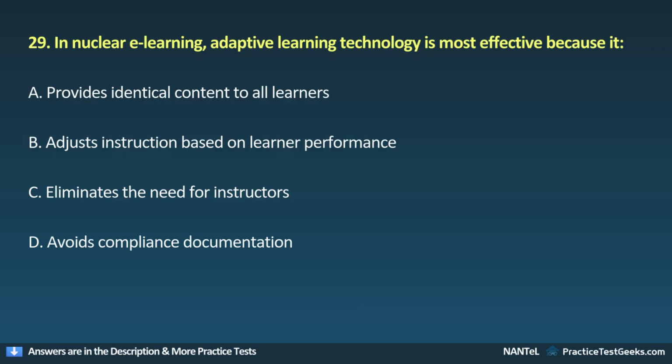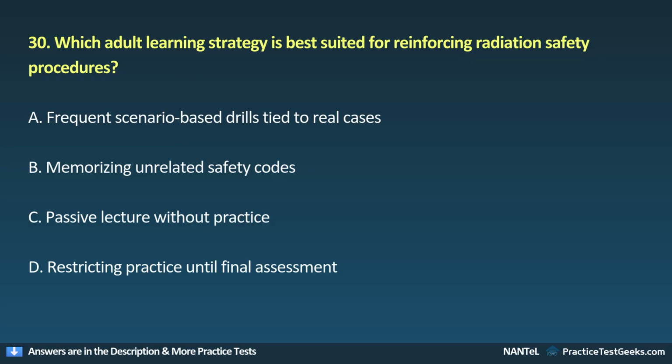29. In nuclear e-learning, adaptive learning technology is most effective because it A. Provides identical content to all learners. B. Adjusts instruction based on learner performance. C. Eliminates the need for instructors. D. Avoids compliance documentation.